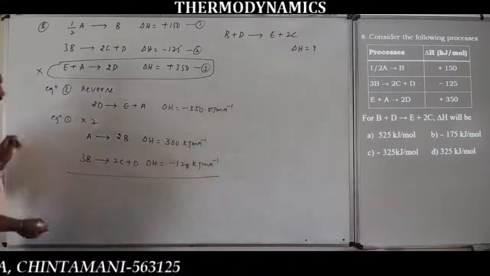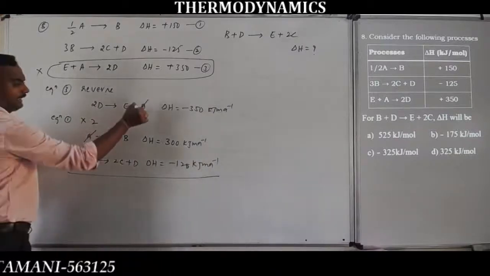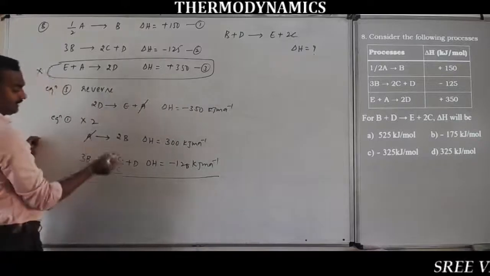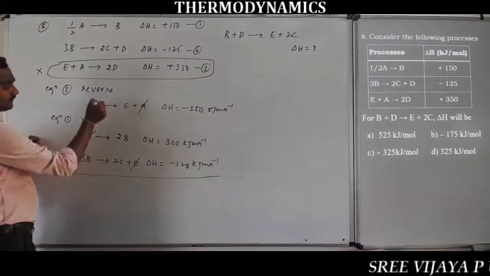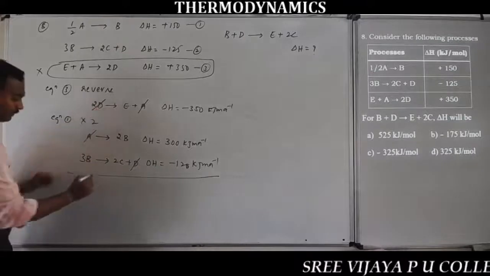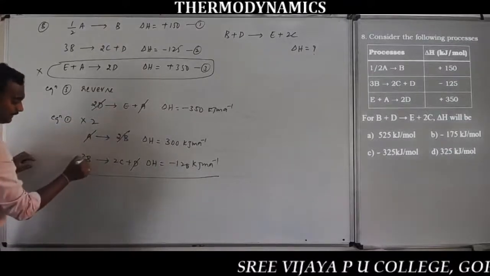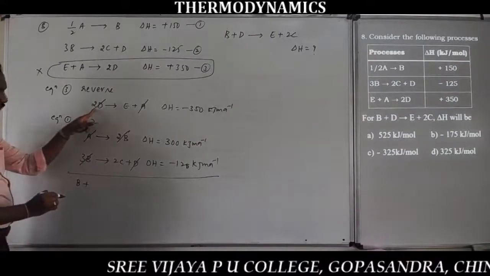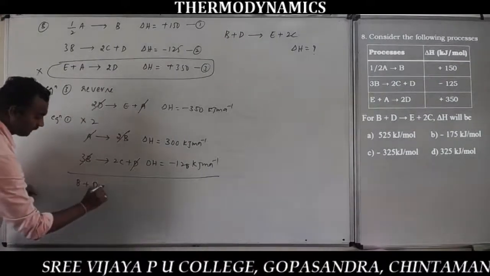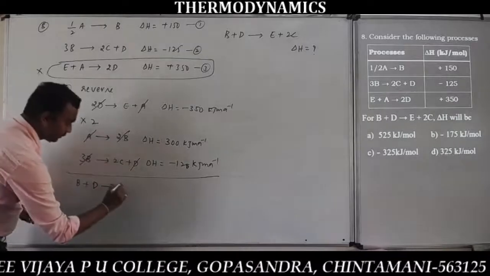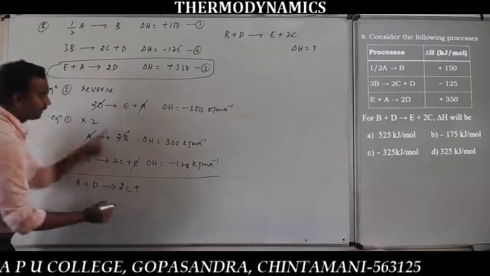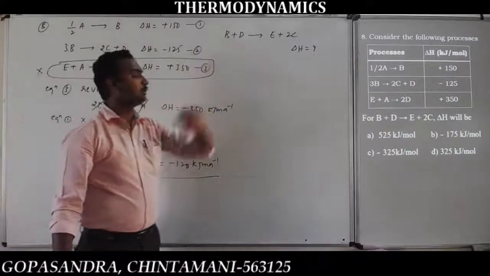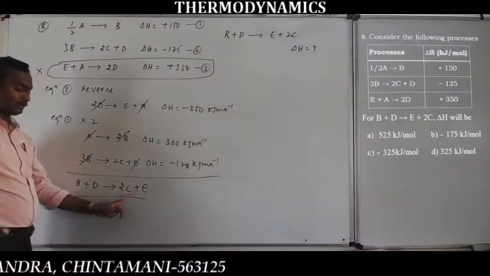Now observe. Here A and A get cancelled, reactant side against product side. Next, D: there is one D here and 2D there, so one D remains. On the other side we have 3B against 2B, so one B remains. And 2C remains, and E remains. So that is the required equation: B plus D is converted into E plus 2C, or 2C plus E.